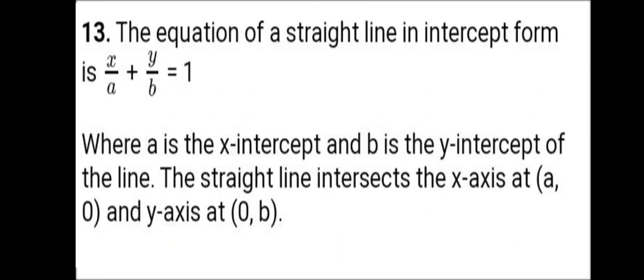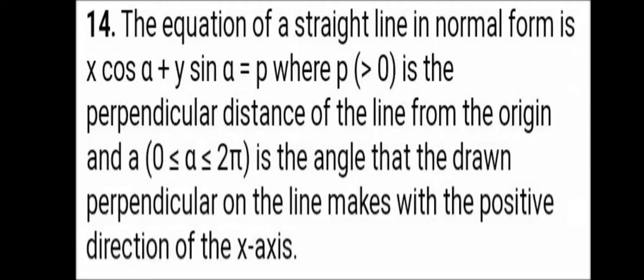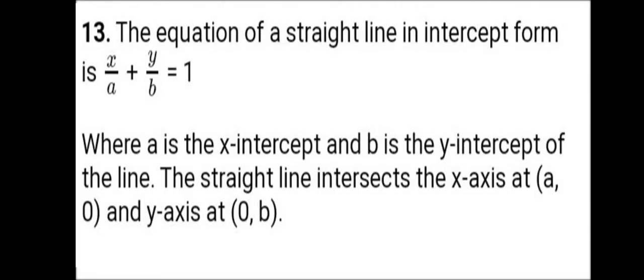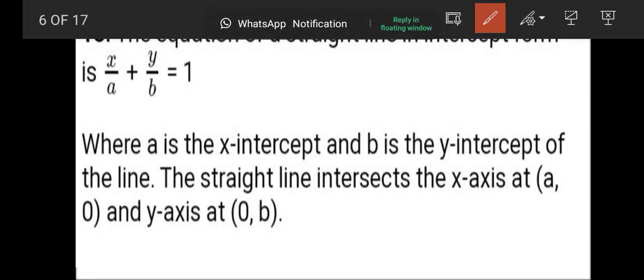Now, the equation of a line in intercept form is given by x upon a plus y upon b equal to 1, where a is the x-intercept and b is the y-intercept of the line. The straight line intersects the x-axis at (a, 0) and the y-axis at (0, b).